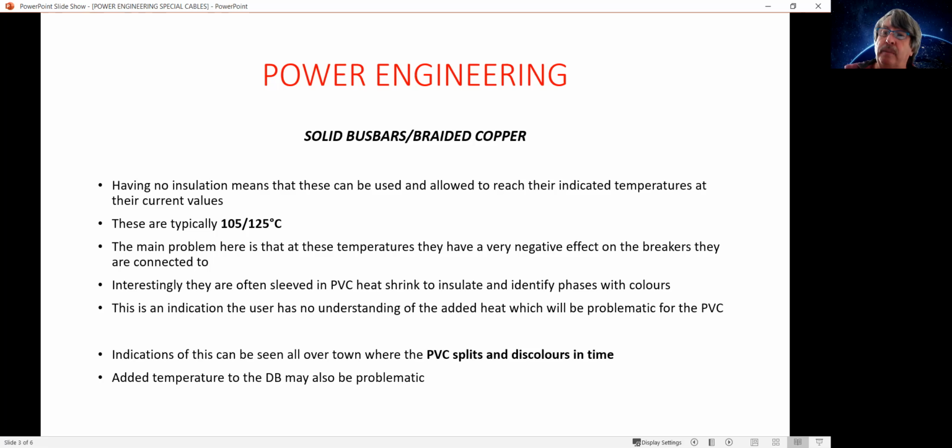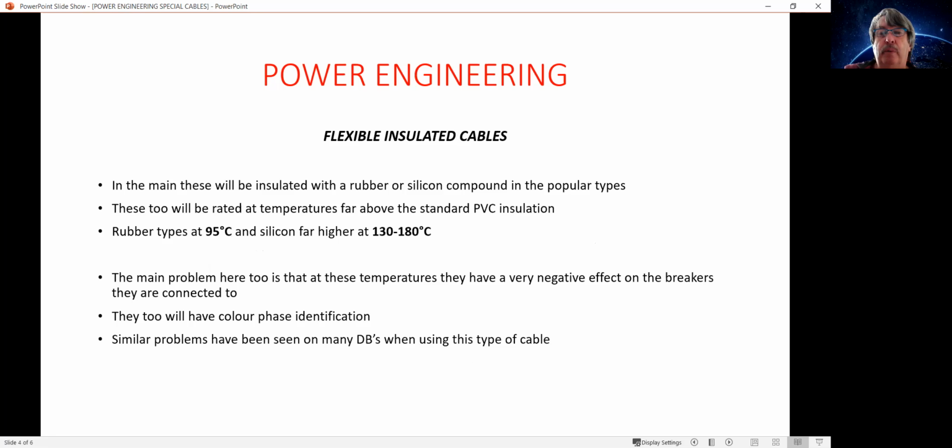Now, I know you do get other types of insulation. I've probably yet to see them in the real world on some site. So you can see all over town when you go and have a look at any of the major panel boards I've ever seen, over some time, the PVC splits and discolors, and the tape sort of unwinds, loses its adhesion on there. And of course, the temperature in the DB may also be somewhat of a problem. By having hot running conductors in there, you add to the heat within the DB, and that in itself may be somewhat of a problem.